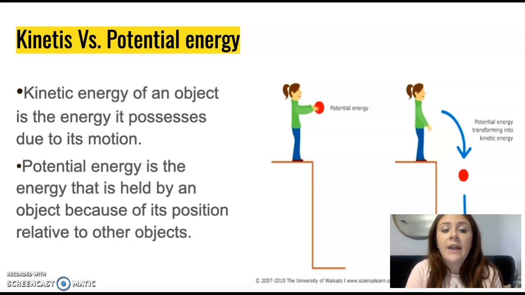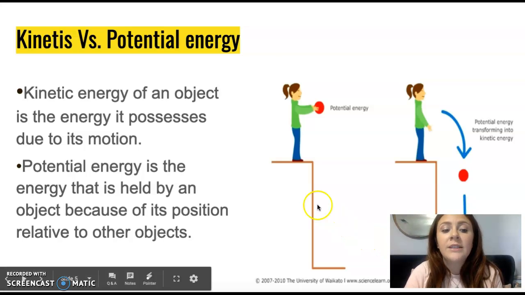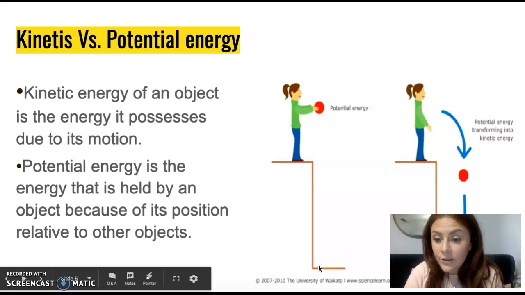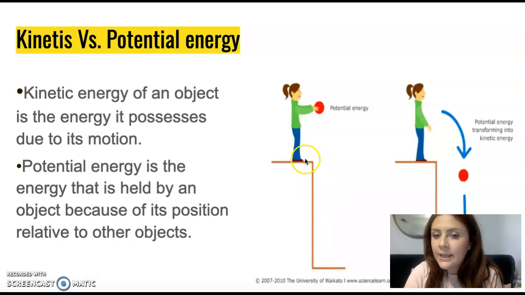Potential energy is the energy that is held by an object because of its position relative to other objects. I know this is a fancy way of saying this, but what it means is holding this ball up high gives it more potential energy than if it were sitting at this girl's feet, because it's higher and it has more time to build that kinetic energy.